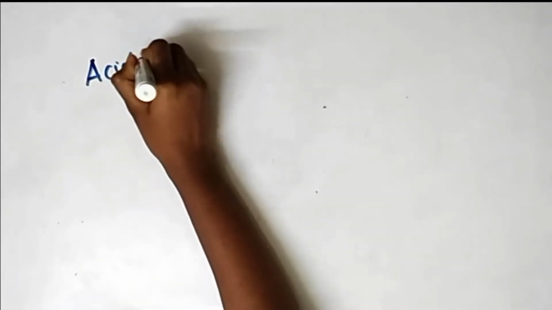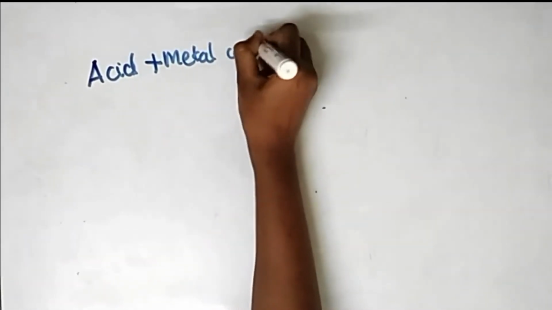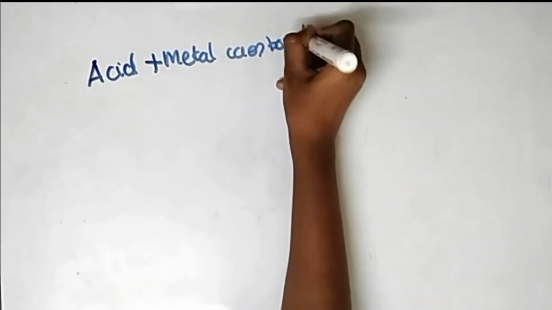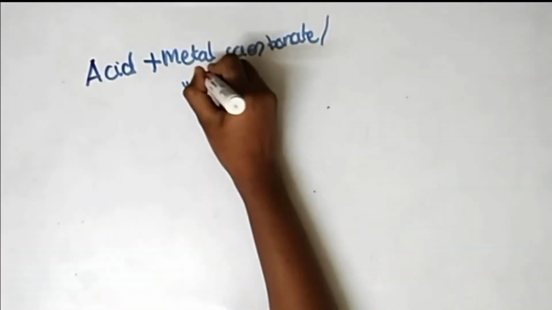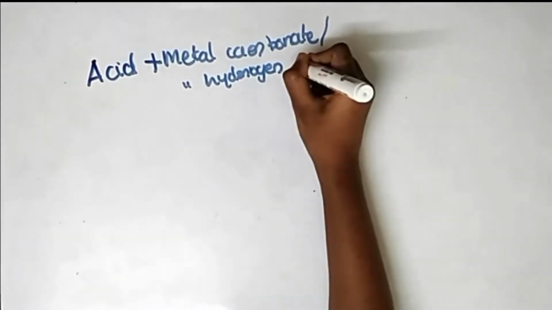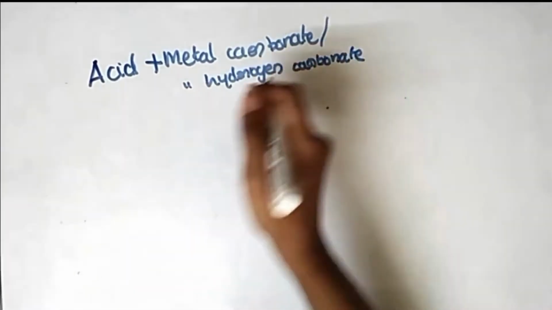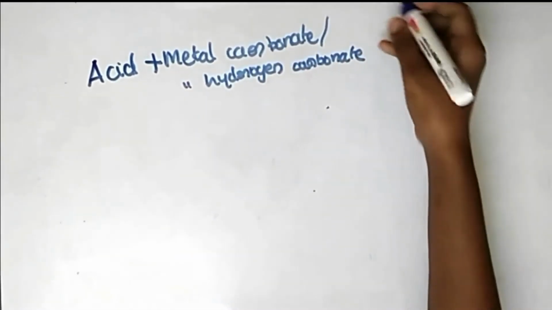Next we will check what happens when an acid reacts with a metal carbonate and metal hydrogen carbonate. So when an acid reacts with metal carbonates or metal hydrogen carbonates, what is formed?